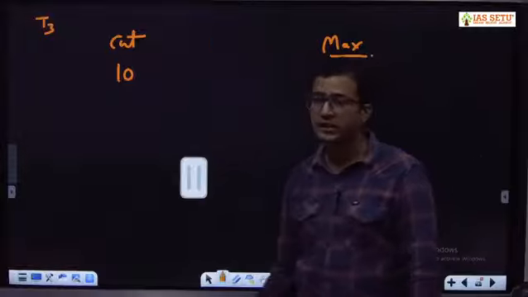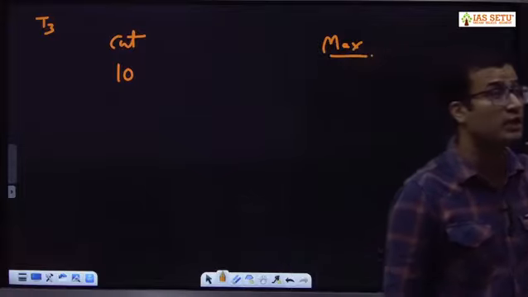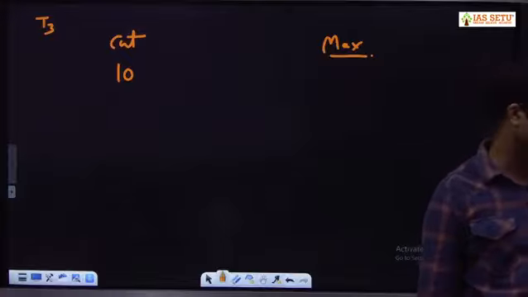My question is, you have a cube where you are allowed to make 10 cuts. With 10 cuts, what are the maximum number of pieces you can make? Try this.